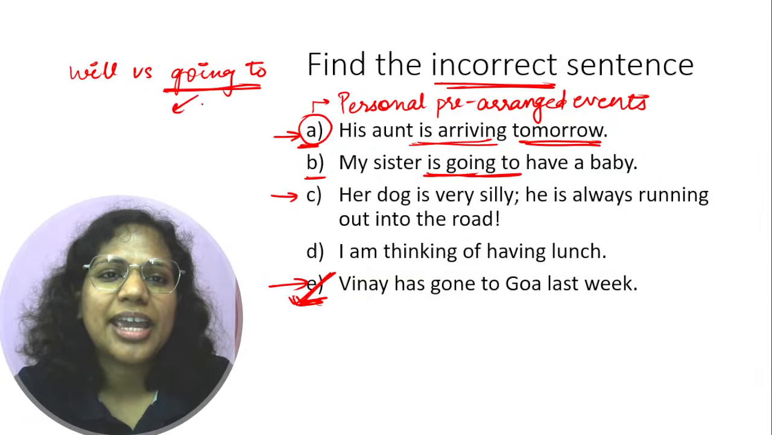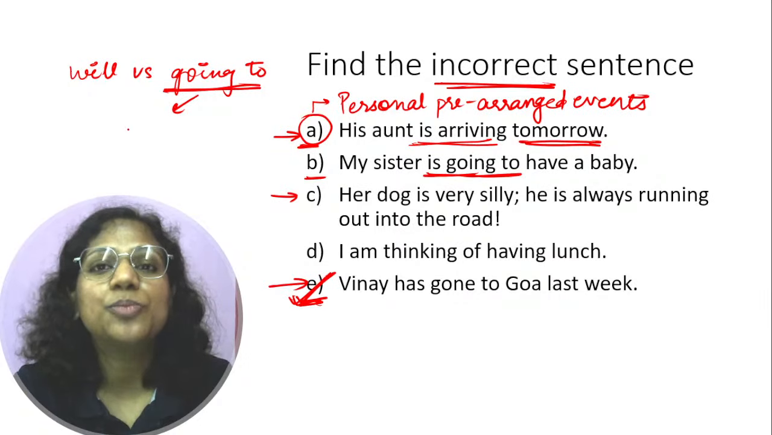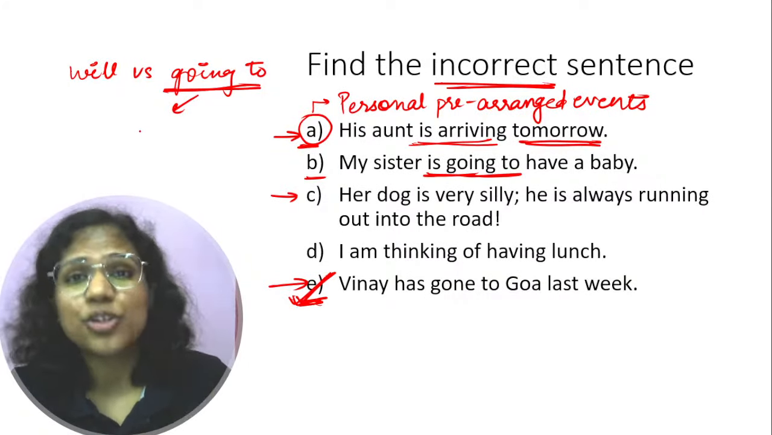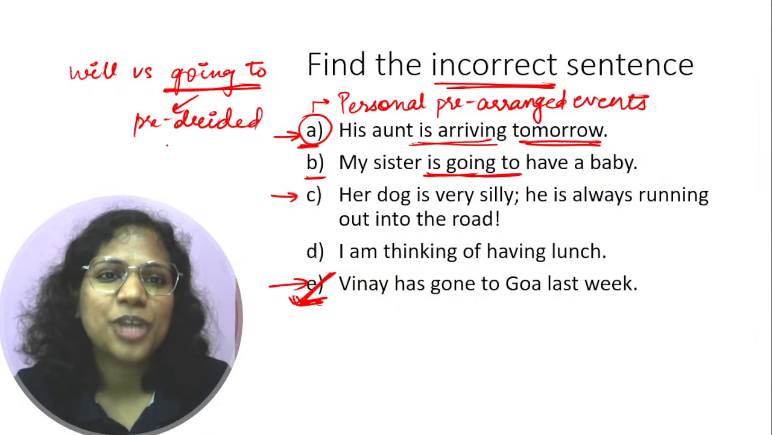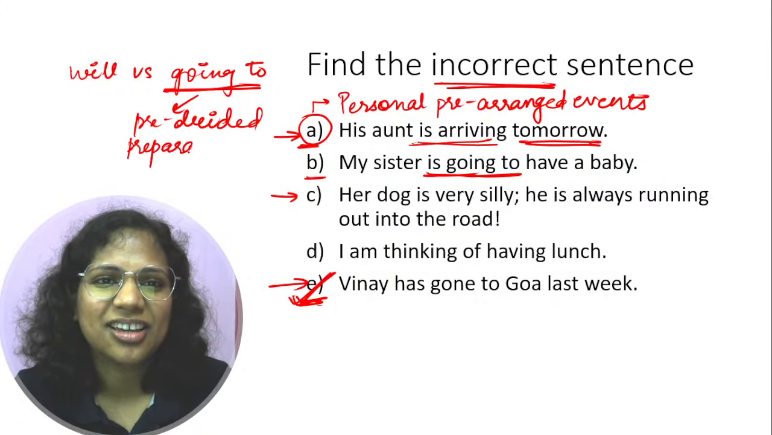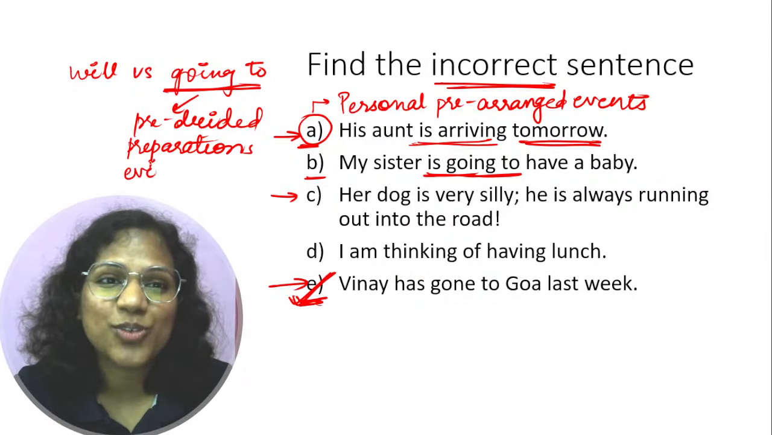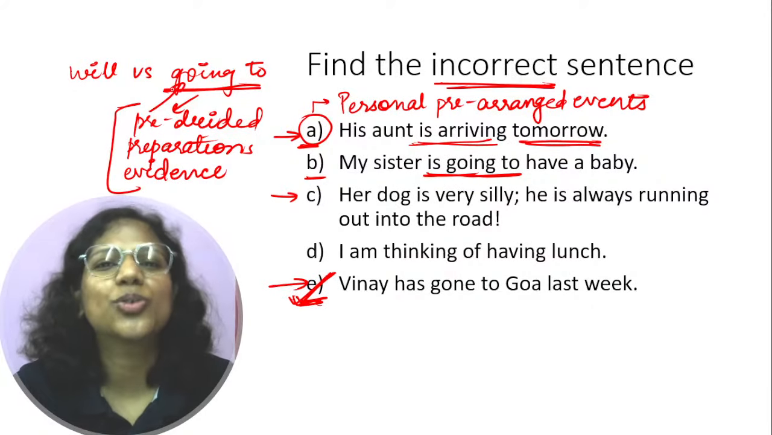When I am more certain about the future, when something has been pre-decided, or preparations for something have been made, or evidence for something can be seen. So pre-decided, preparations have been made, or something we can see the evidence for, then it is more appropriate. In fact, you should use "going to" in that case.